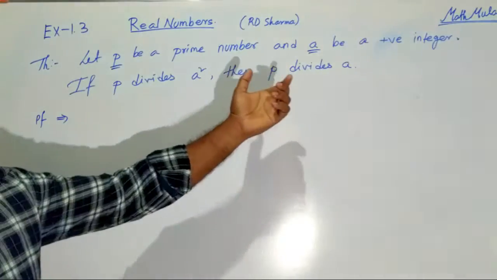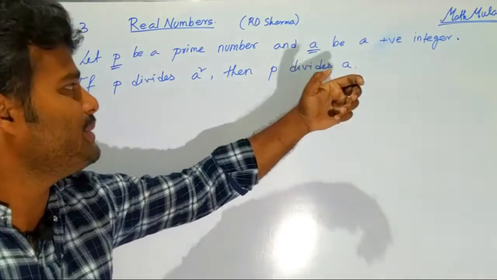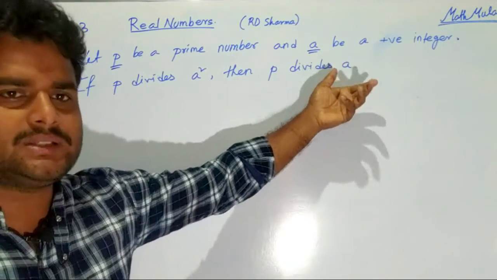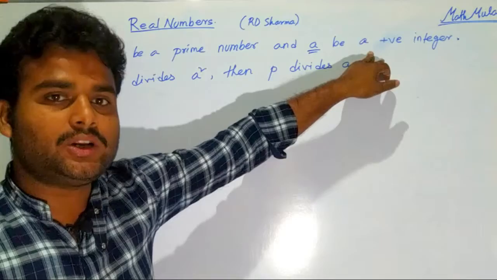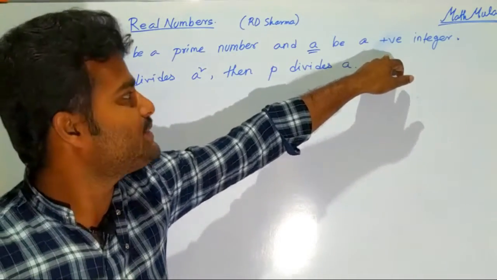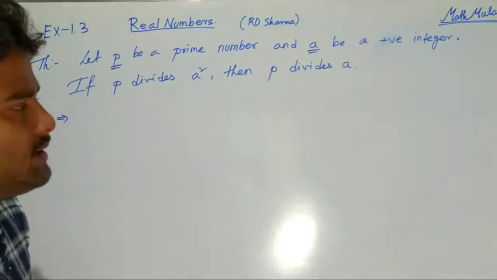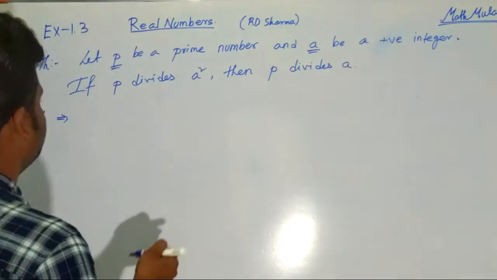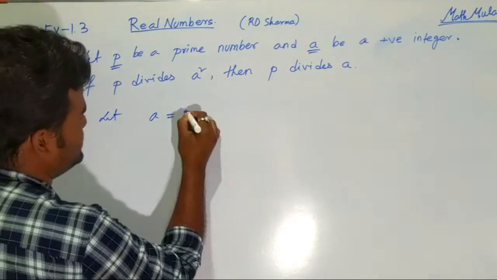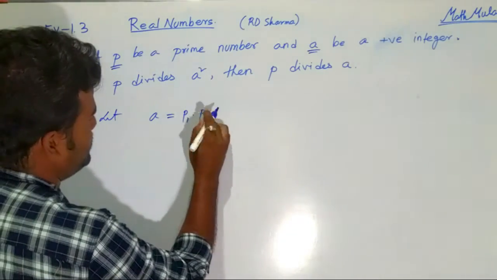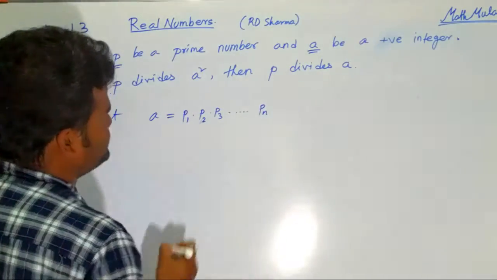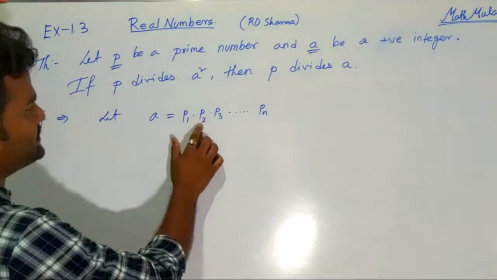Since A is any positive integer, that means it may be prime or it may be composite. If it is prime, then it is fine. Or A is not prime, that means A is a composite number, then also we can express this number as the product of prime factors by the previous theorem. Let A be expressed as the product of prime numbers, that is P1, P2, P3 up to Pn. They are all prime factors.